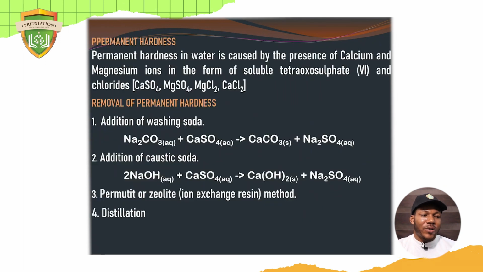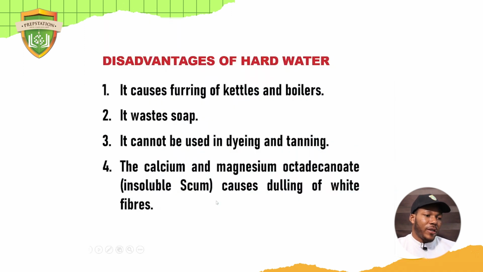Permanent hardness: how is it caused? By the presence of calcium and magnesium in the form of sulfate, chloride, and also carbonate salts. You can remove them by using washing soda. You can see on the screen, this is washing soda, or caustic soda, to remove permanent hardness. You can also remove it by the distillation process, or by addition of permutit. It's called ion exchange resin. Disadvantages: furring of kettles, it wastes soap, and it cannot be used in dyeing.